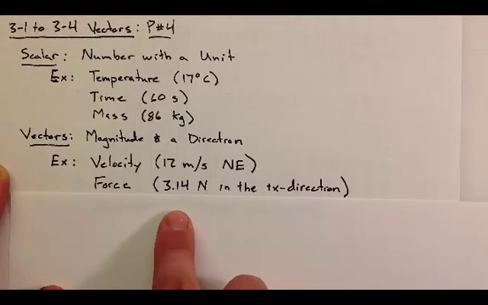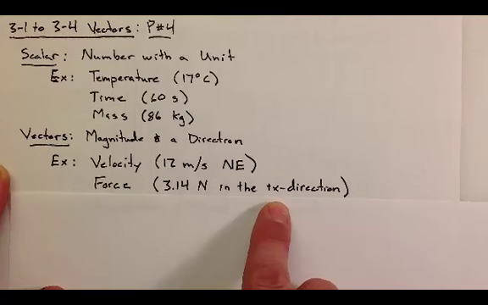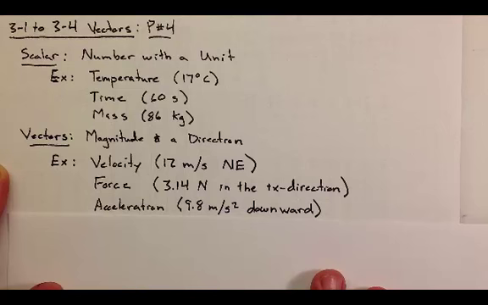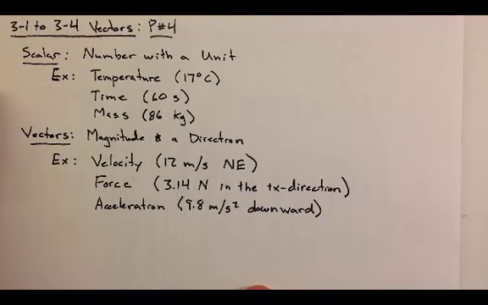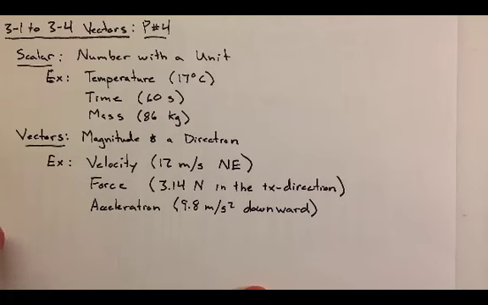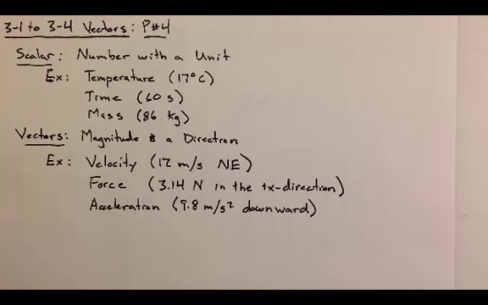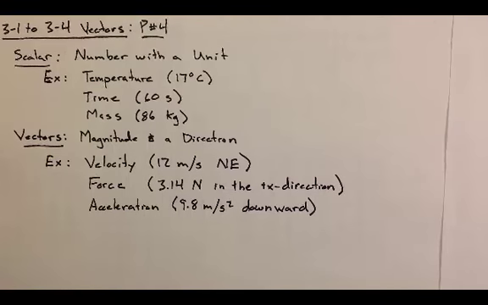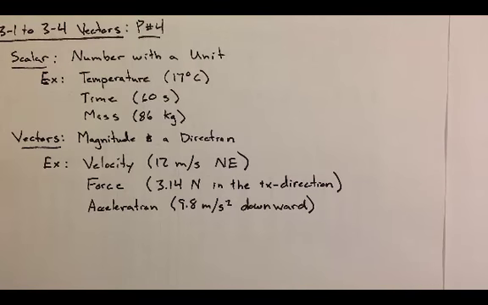Force. If I were to say 3.14 newtons in the positive x direction, or along the plus x axis, that would be a vector quantity, right? Magnitude and direction. 9.81 meters per second squared downward is a vector quantity because there is a direction associated with my number and my unit. So things we're going to study in physics are either going to be scalars or vectors. Okay, so let's talk about how we might represent vectors.